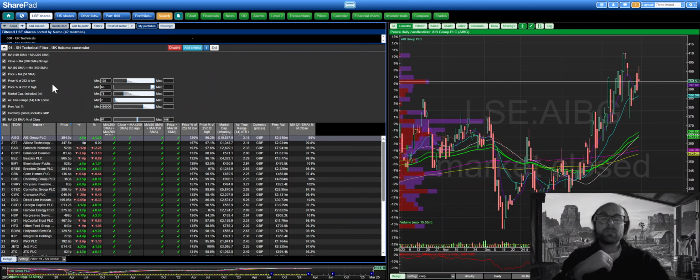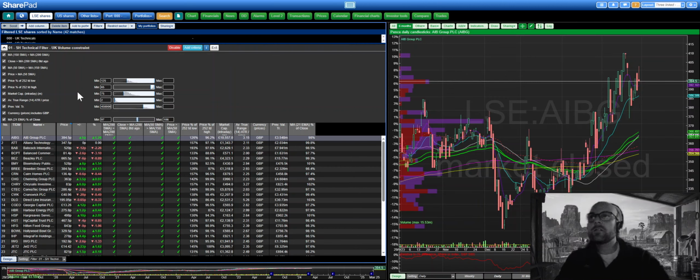I'm looking for stuff that's made a move off the bottom of at least 25%, so at least 25% above its previous yearly low, the 52-week low, and a minimum of 65% of its 252 trading day high, so the 52-week high.